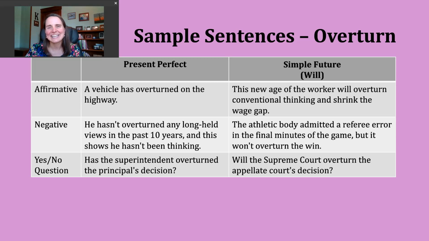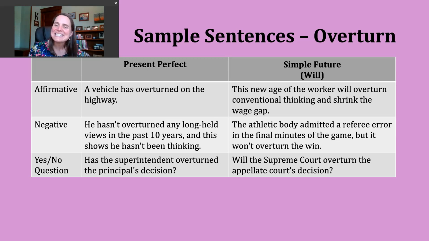Finally, let's look at making a yes or no question in the simple future. To do this, start with will, then you're going to have your subject, and then the base verb. Here's an example. Will the Supreme Court overturn the appellate court's decision? Right here, maybe we're asking someone else to make a prediction, okay, a guess about what they think will happen.